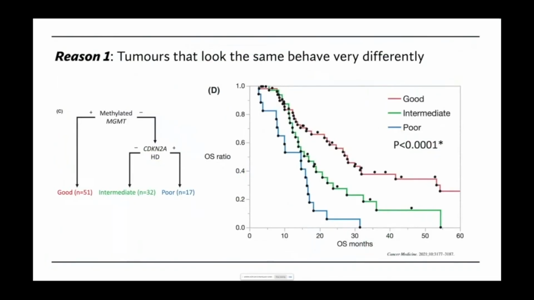So here we have a subset of tumours that have been stratified by whether the MGMT promoter is methylated and then whether or not they have got homozygous deletion of the CDKN2A gene. And just by measuring those 2 things, you can work out a prognosis for patients. But of course, to do that requires at least 2 tests currently, one to look at the methylation status of the promoter and another to look at the possibility of gene deletion.